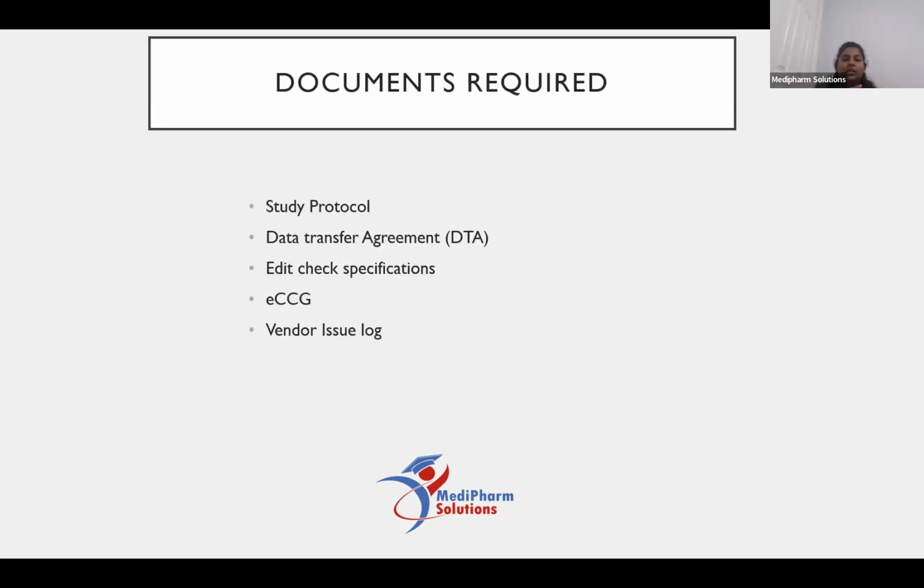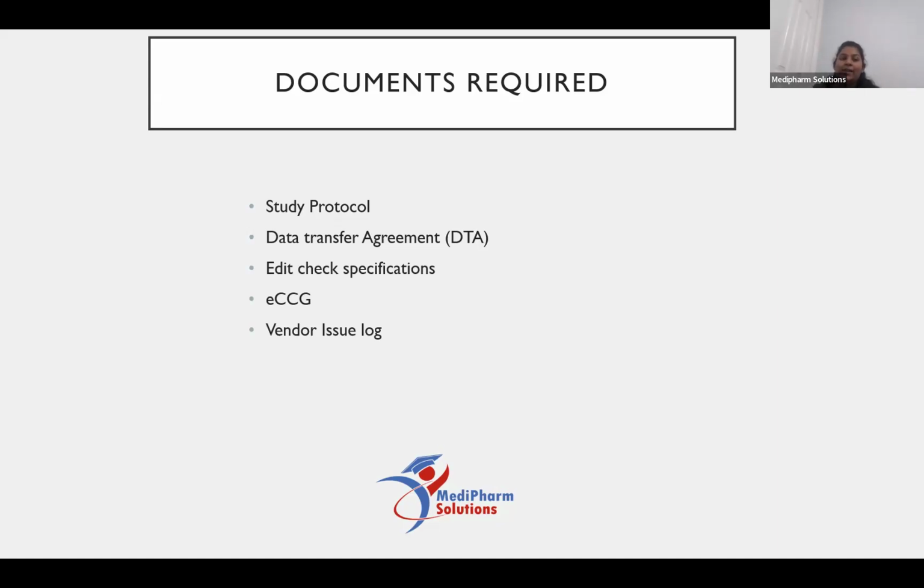Okay. So what are the documents required while we are performing vendor reconciliations? We require the study protocol, the data transfer agreement, the edit check specifications, the CRF completion guidelines, and the last one is the vendor issue log. For any task we are performing, we need the study protocol, edit check specification, and CRF completion guidelines. These three documents are mandatory. You should always have them open when you're working on a day-to-day basis. And we see the data transfer agreement and vendor issue log. These two are new documents.